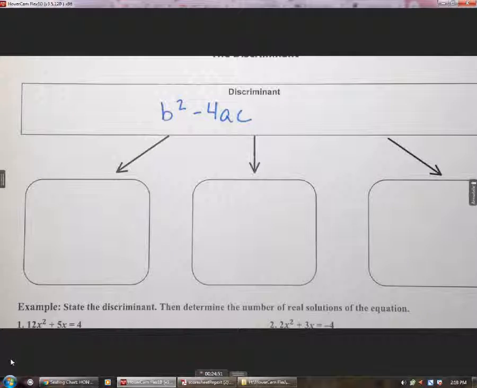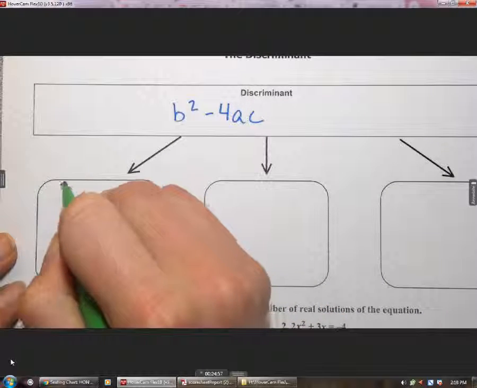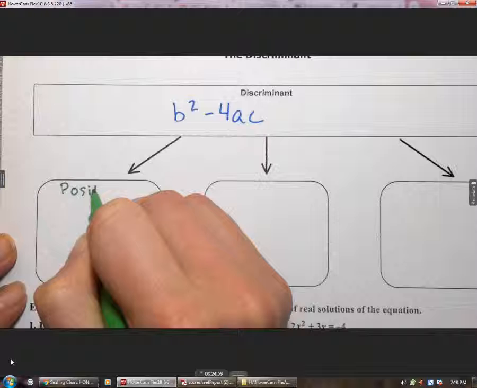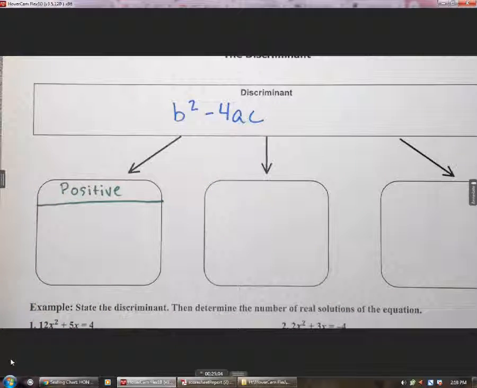They are hard. I know, I'll give it to you. They're tricky. There are 3 possible outcomes of the discriminant. There's a positive outcome.